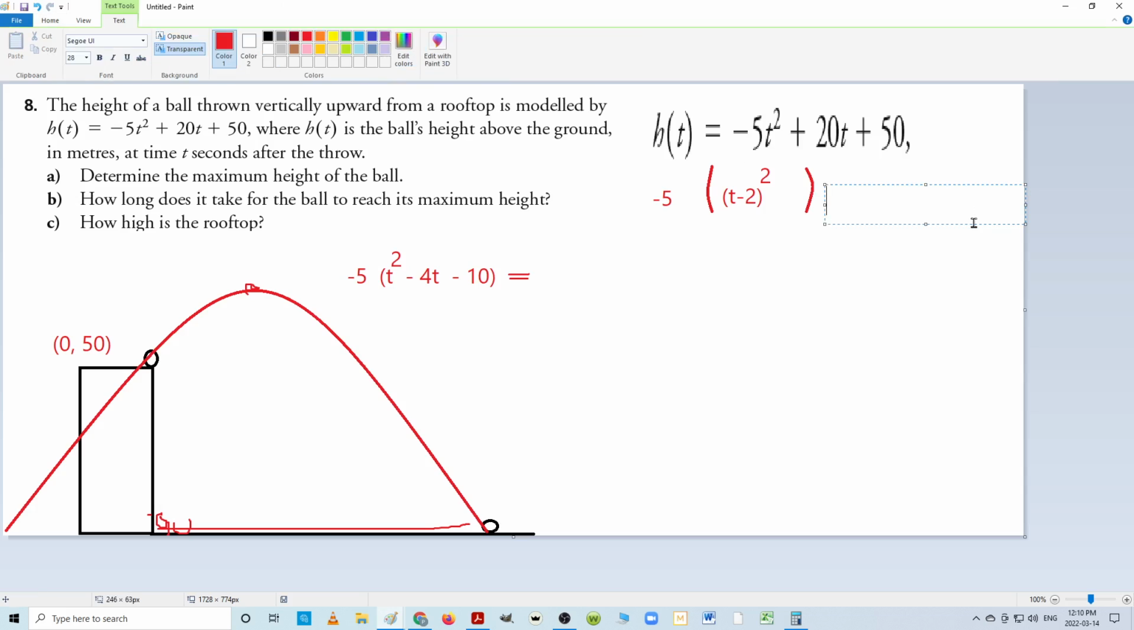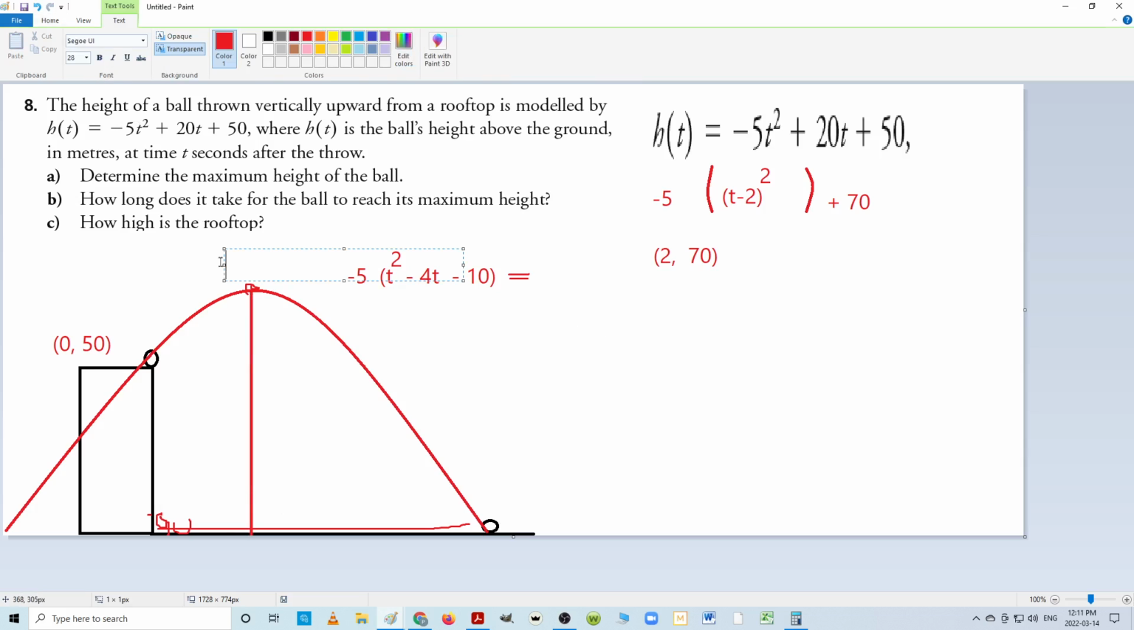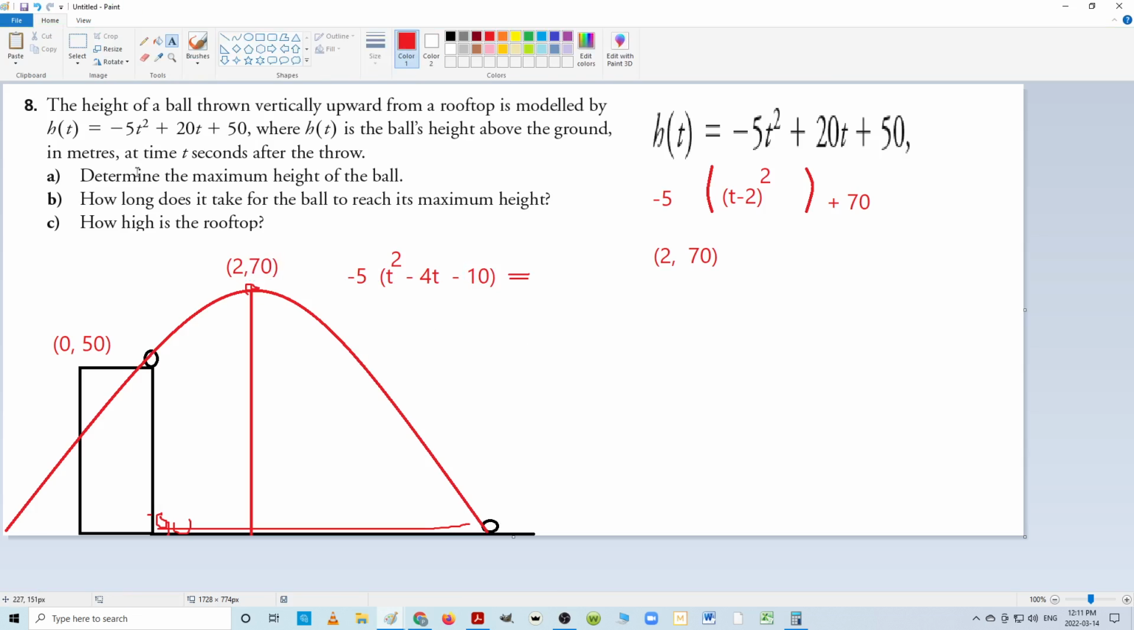Right away I can see the vertex, and I can also say that this is a downward facing parabola because of the minus 5. The vertex is going to be at 2 seconds. It's going to reach a max height of 70 meters. So that tells me this, comma 70. Now I've answered A. 70 meters is the max height.